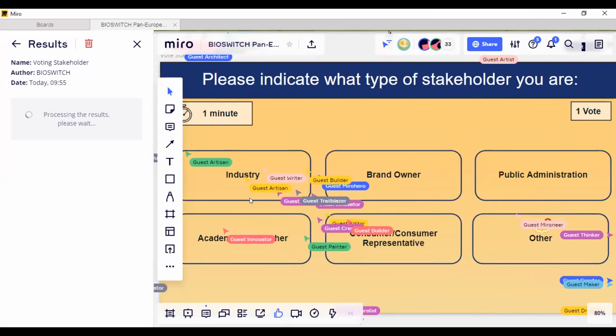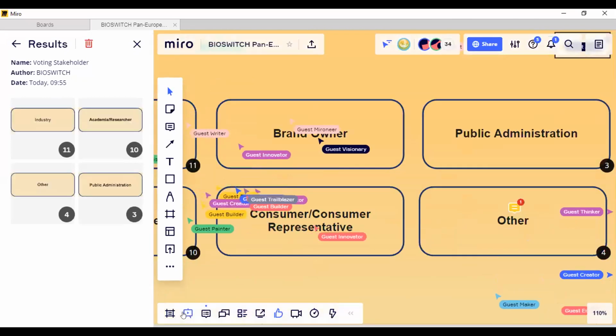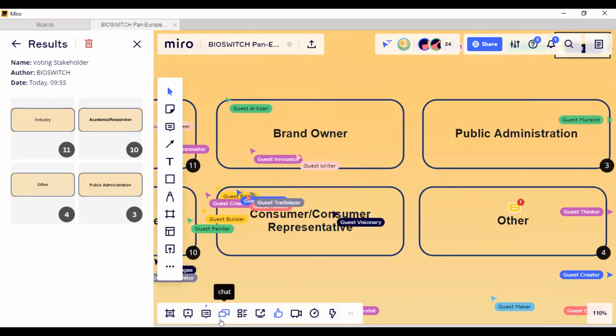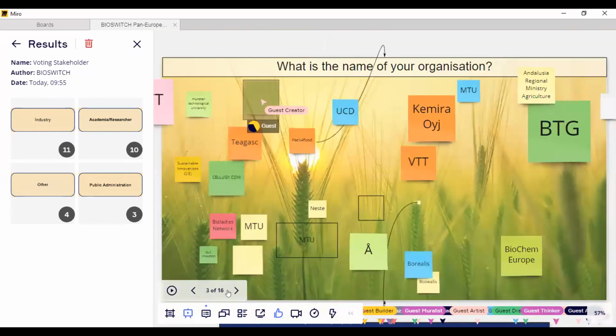So thank you very much for voting. We have a lot from industry and academia here today. That is great. We'll move on to the first question then.